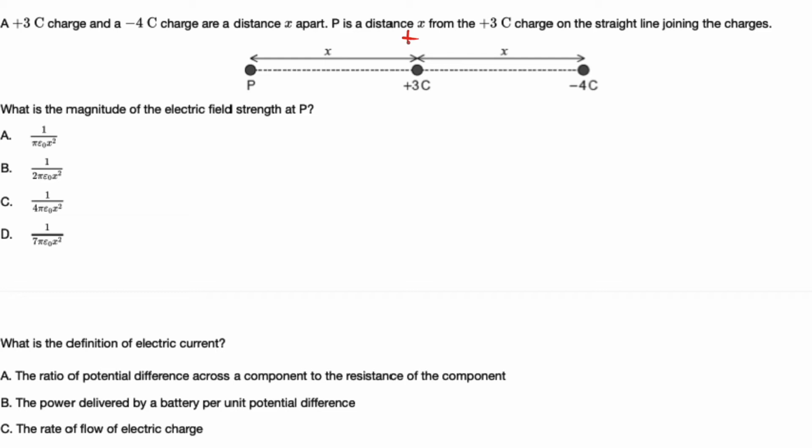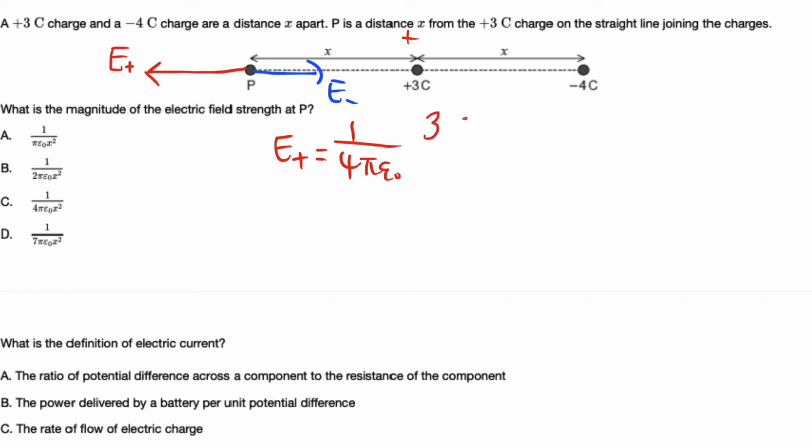And for the positive charge, the electric field is gonna radiate outward, which is gonna point to the left direction. And the negative charge is gonna radiate inward, which is gonna point to the right direction. And now we can calculate them. So E plus, here I'm just gonna calculate the magnitude. It's gonna be equal to Coulomb constant, which is equal to 1/4 pi epsilon, times the charge here, positive 3 coulombs, over the distance between the charge and point P, x squared.